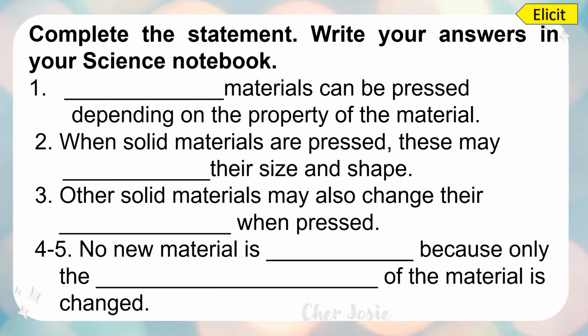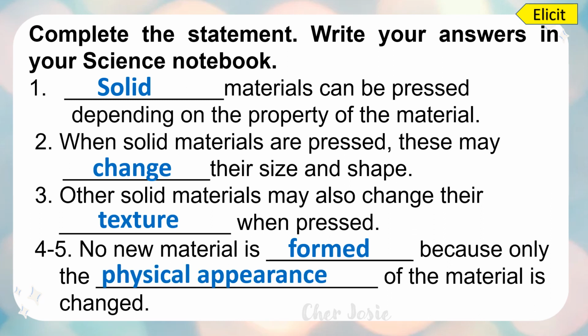Now, let's check your answers. For number 1, solid materials can be pressed depending on the property of the material. For number 2, when solid materials are pressed, this may change their size and shape. Number 3, other solid materials may also change their texture when pressed. For number 4 and 5, no new material is formed because only the physical appearance of the material is changed. I do hope you got a perfect score.